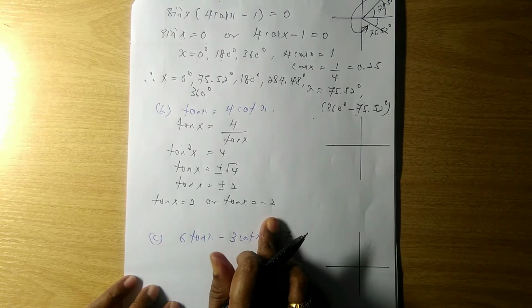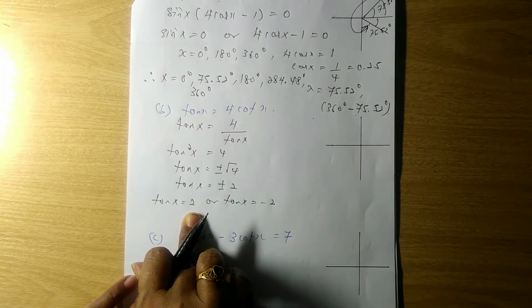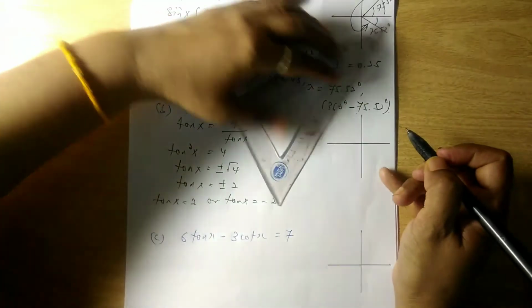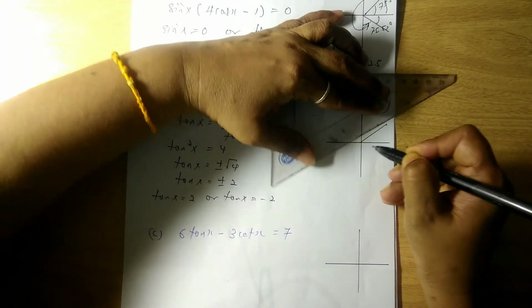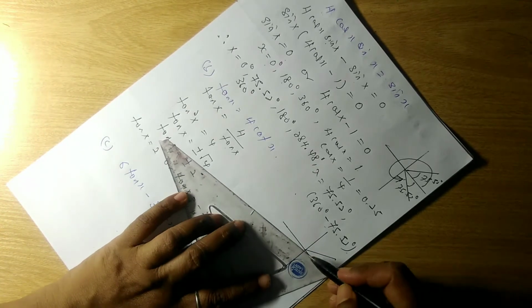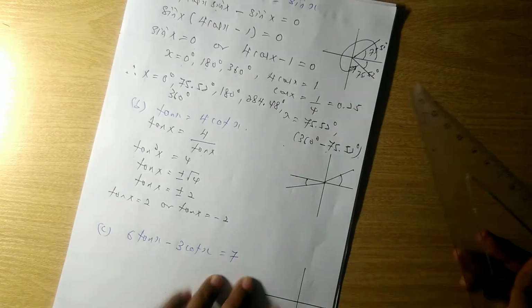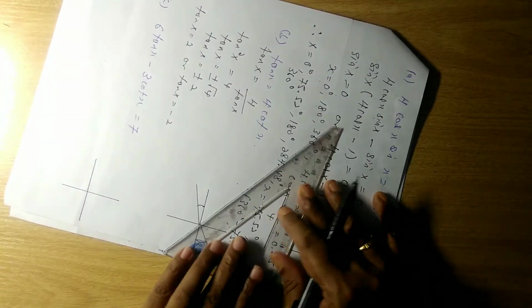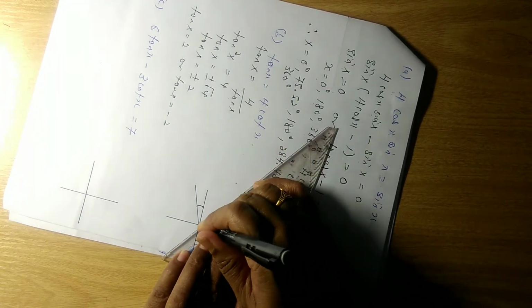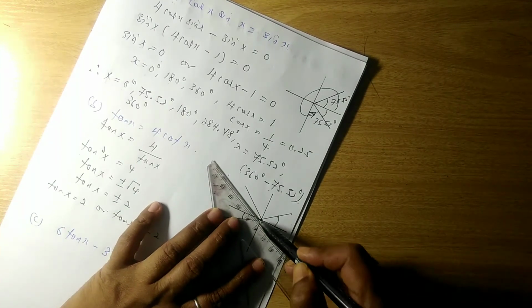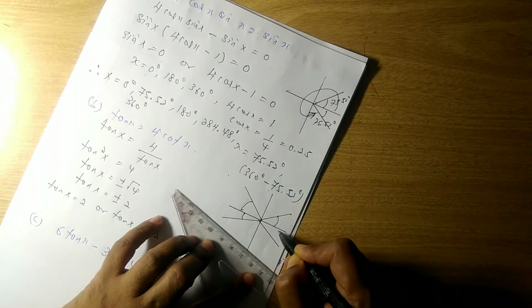One when tangent is positive. Tangent positive will be in the first and the third quadrant. And tangent being negative can be in the second and fourth quadrant. One here and one here. So that means altogether we will have four answers, two sets of answers.